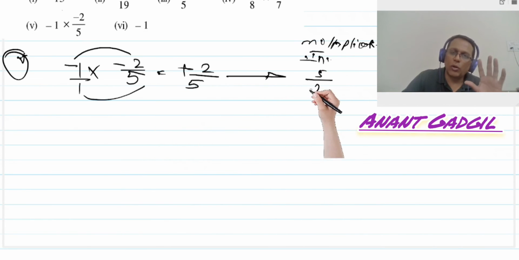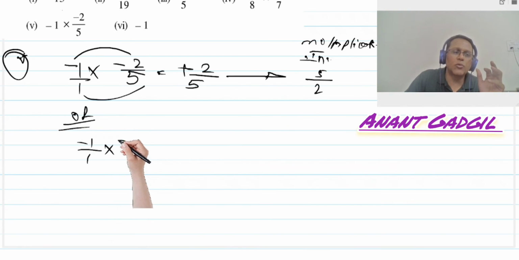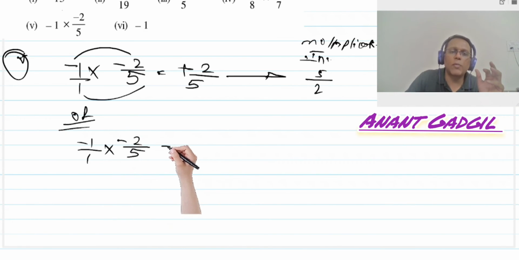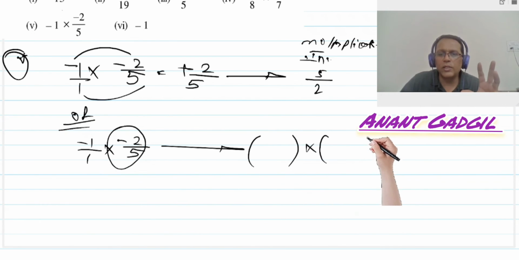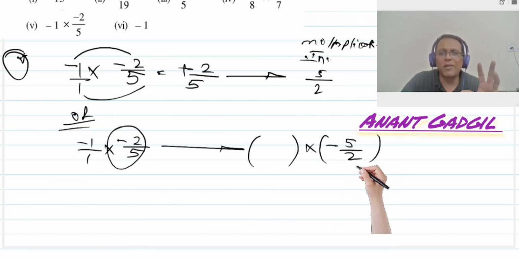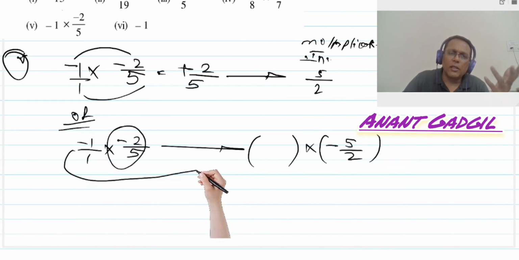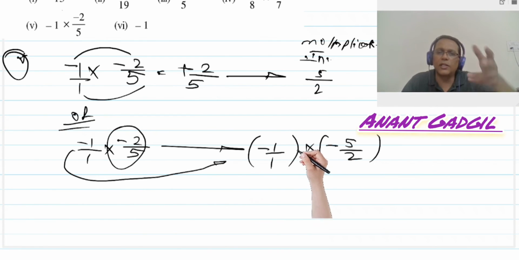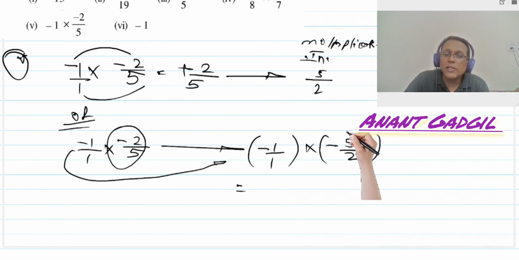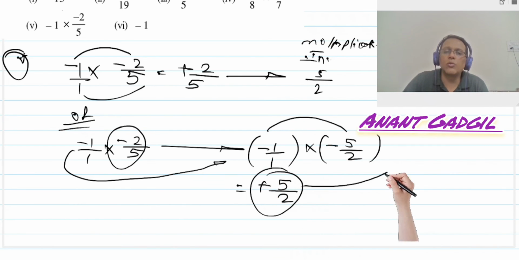Either you can do it like this, or the number was minus 1 by 1 multiplied by minus 2 by 5. You can just take minus 2 by 5, this one is simple, it will become minus 5 by 2, right? So just interchange the numerator and denominator. Here minus 1 by 1 will remain as it is, because even if we interchange, it is going to remain the same. So what is the answer that we get? Minus into minus is plus, 5 times 1 is 5, 2 times 1 is 2. See, the answer remains the same.